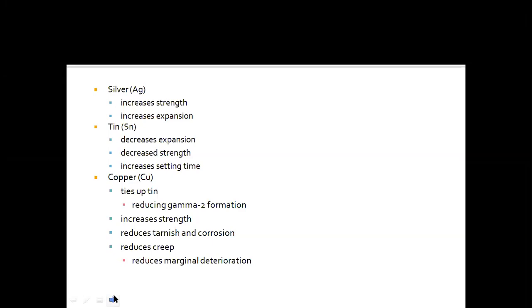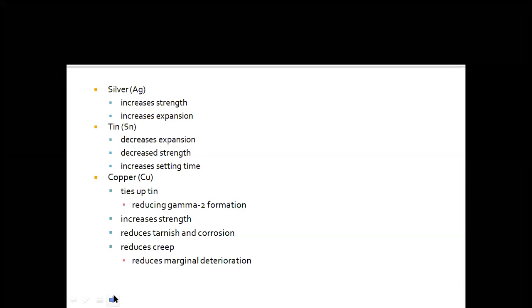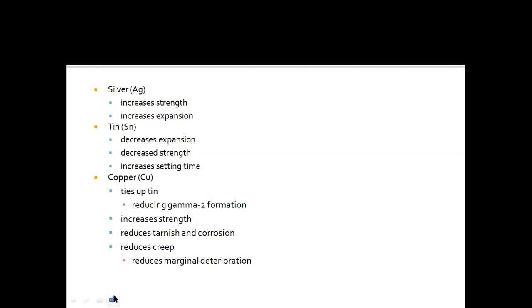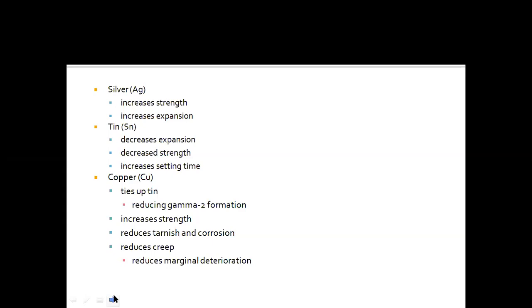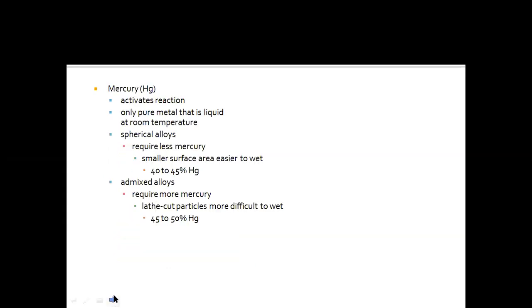So copper is added to reduce that gamma 2 formation, and it also increases the strength. It also reduces tarnish. It improves the resistance to tarnish and corrosion. It also reduces creep, that is, it reduces marginal deterioration. Now, what is creep? It's a time-dependent plastic deformation of a material.